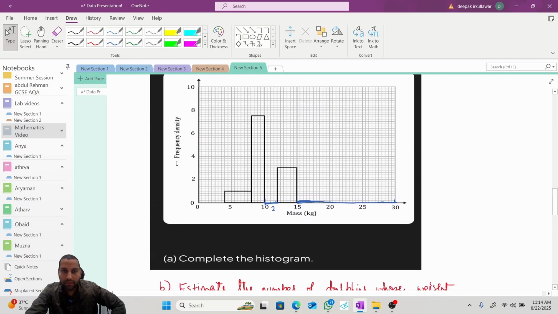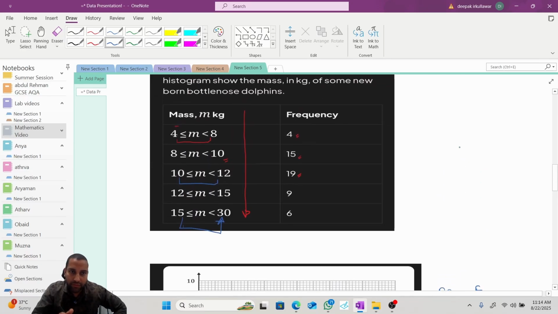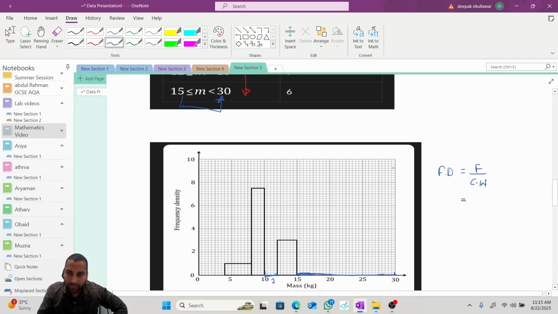So your frequency density is frequency over class width. So what is the frequency density for this one? So frequency of this portion, how much is the frequency for this portion? See how many it has, 19, right? So frequency is 19, and how much is the class width? Class width is 2, right? So this would be 19 over 2. So how much is 19 over 2? It is nothing but 9.5.